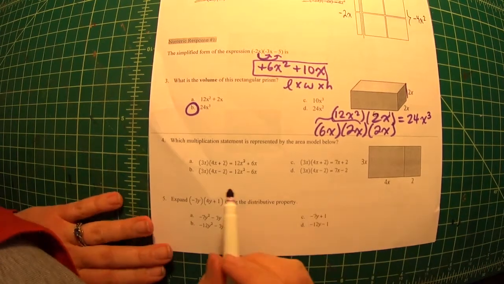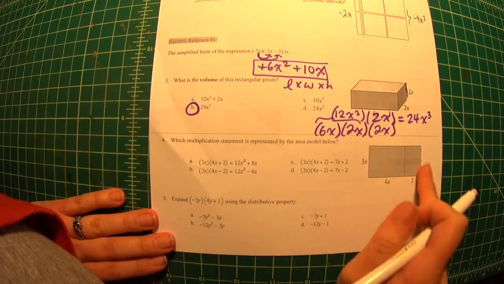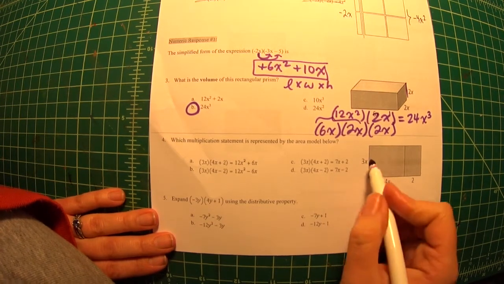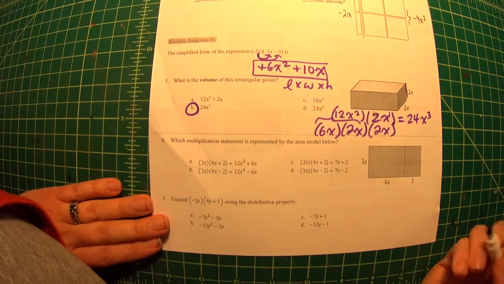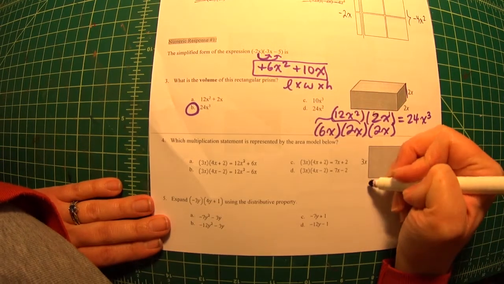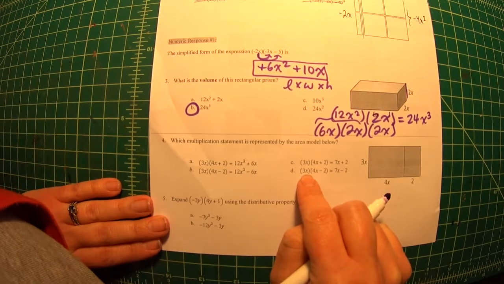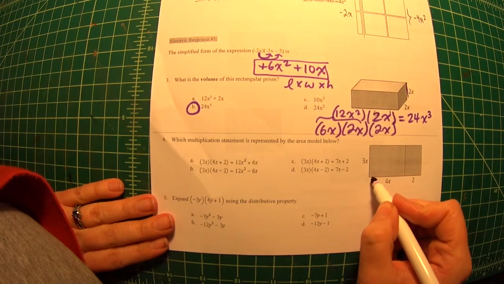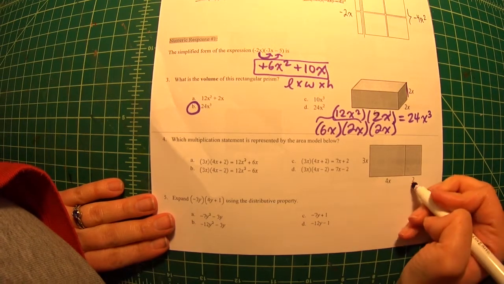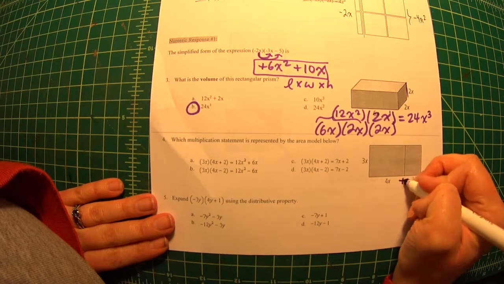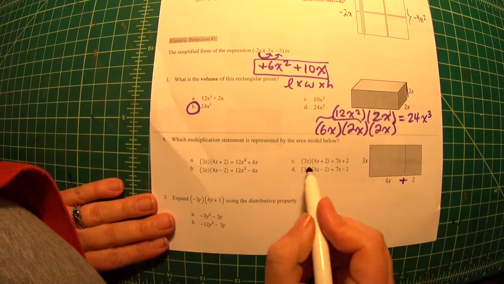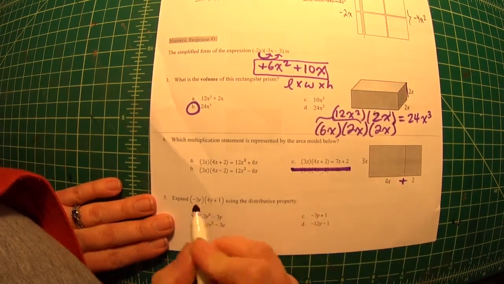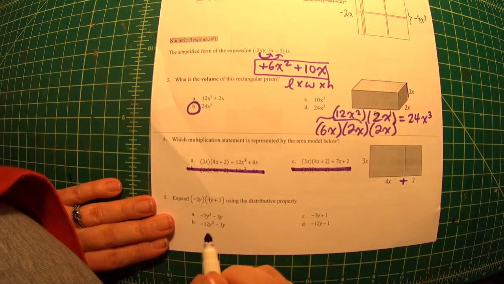Number 4. Okay, this time, this is very similar to number 2, but this time we're looking at an area model instead of algebra tiles. But we just need to choose the multiplication statement that this is representing. So here's our monomial, 3x. They all have that as a monomial, so I can't eliminate anything yet. And then here's my binomial, 4x. And because there's no negative sign, I know that's positive. So 4x plus 2. So that eliminates this one, because this is showing 4x minus 2. There's no negative sign, so that's out. Same thing here, no negative sign, that's out.